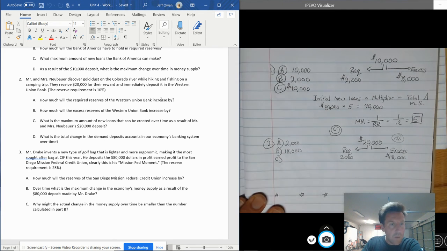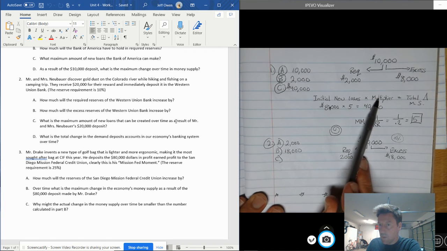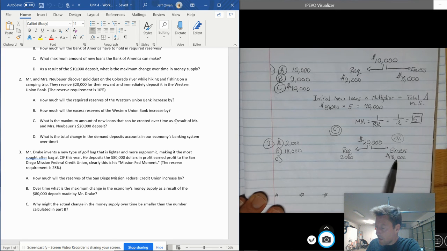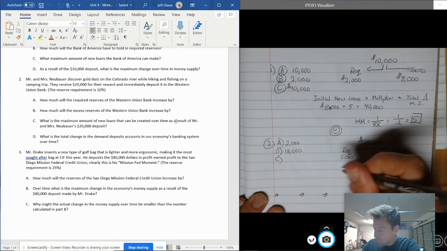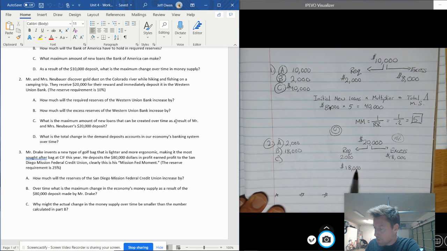C, what is the maximum amount of new loans that can be created over time? Oh, okay, so that's not Western Union. We're talking about over time. So as it multiplies in the banking system. So we're going to use this equation again. The initial new loans times the multiplier will be our total change in the money supply. My initial new loans in this case are going to be 18,000. Came right out of my excess reserve.